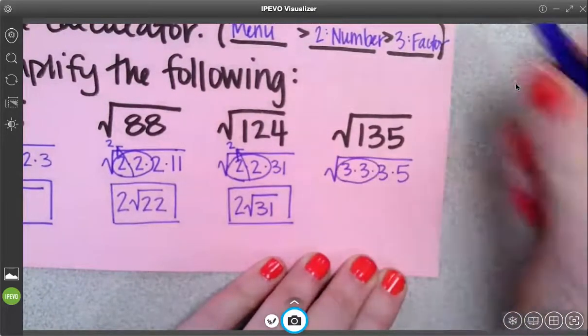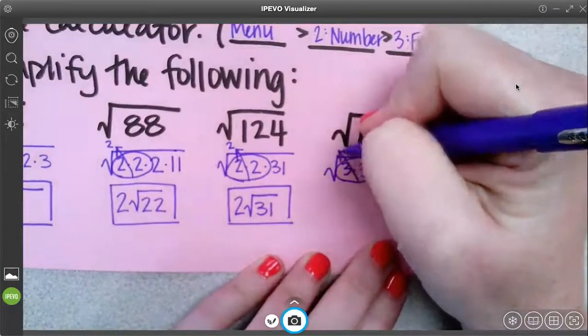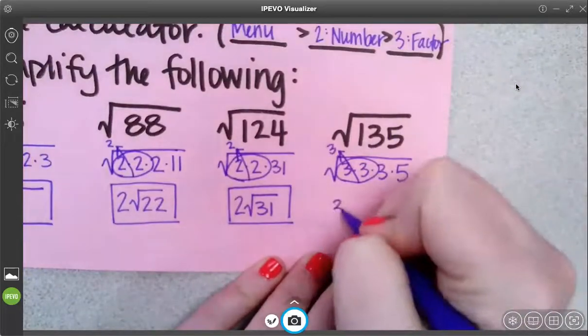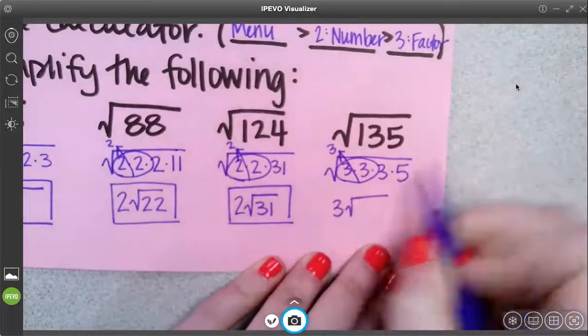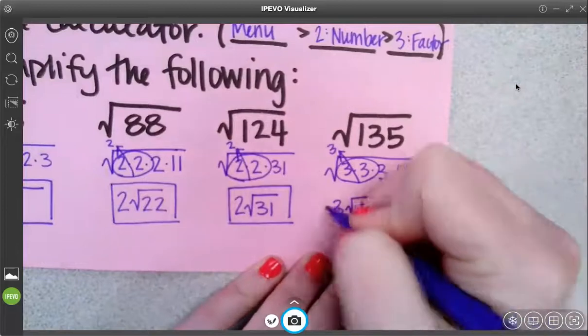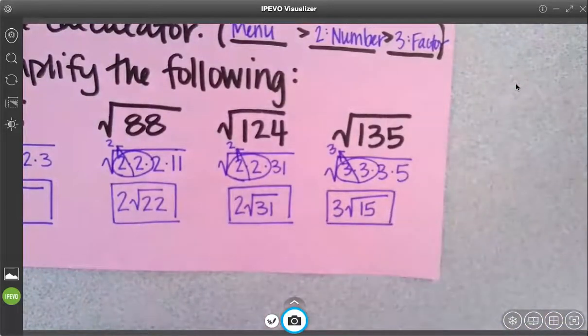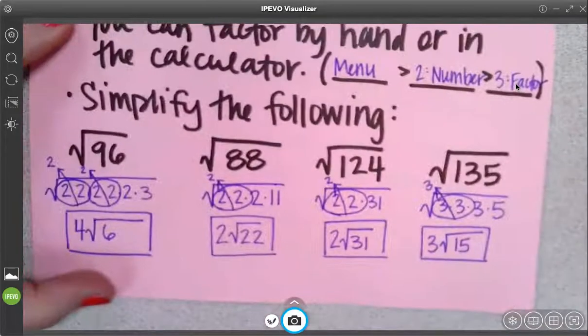3 times 3 is 9. And when I take the square root of 9, the radical drops off and it's just a 3. So this 3 gets to come out. And then under the radical, we still have a 3 times a 5, which of course is 15. And that is how you simplify radicals.